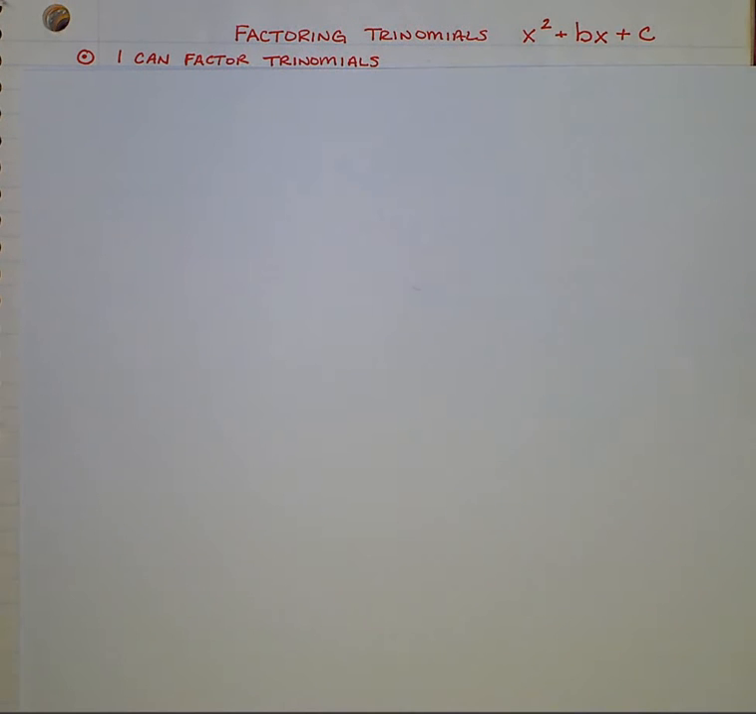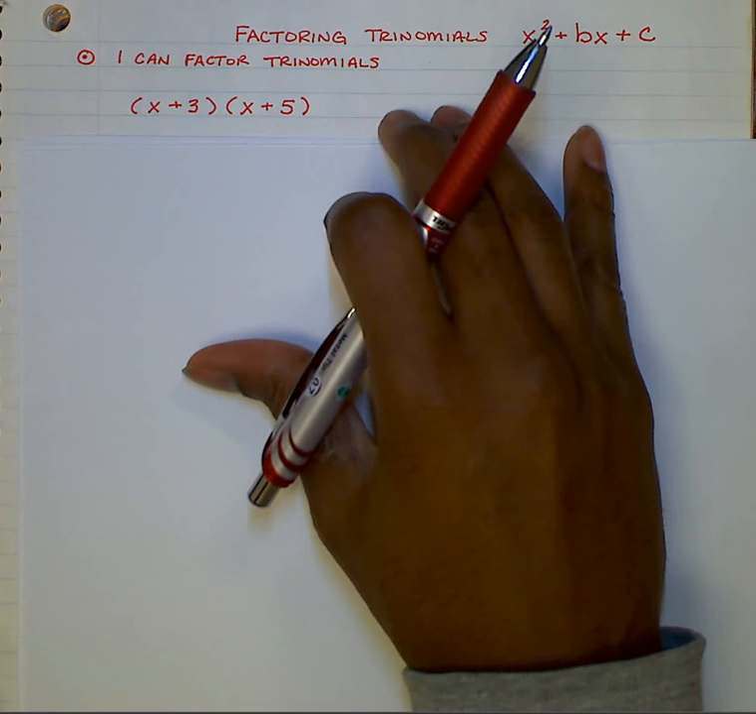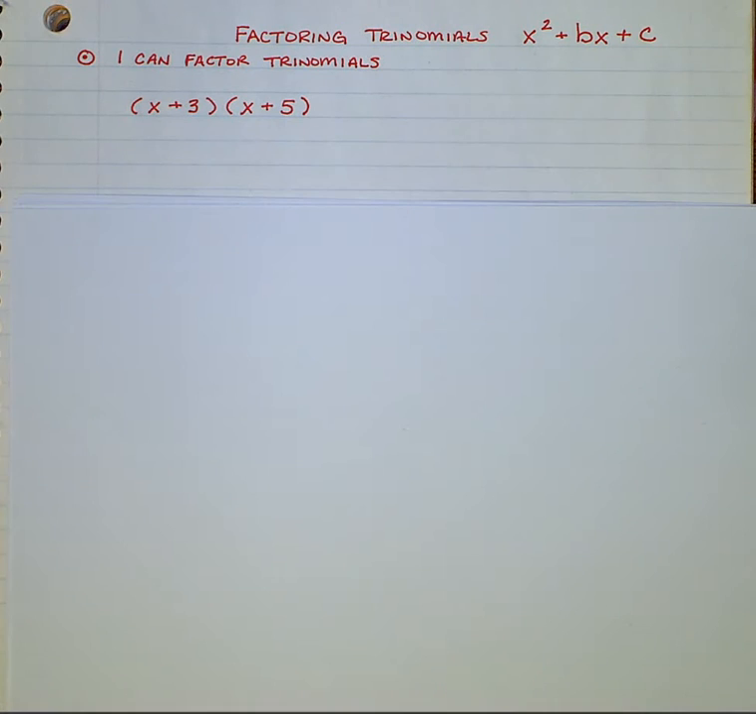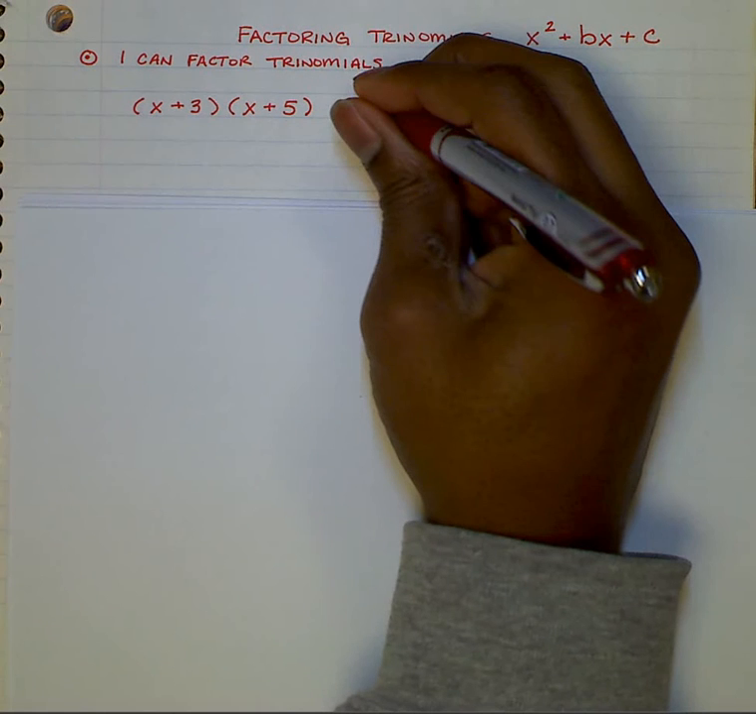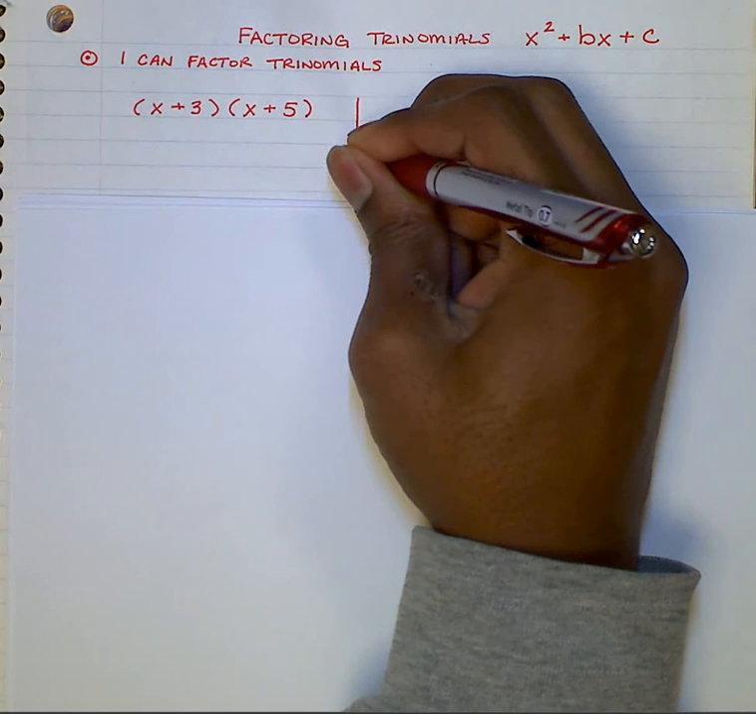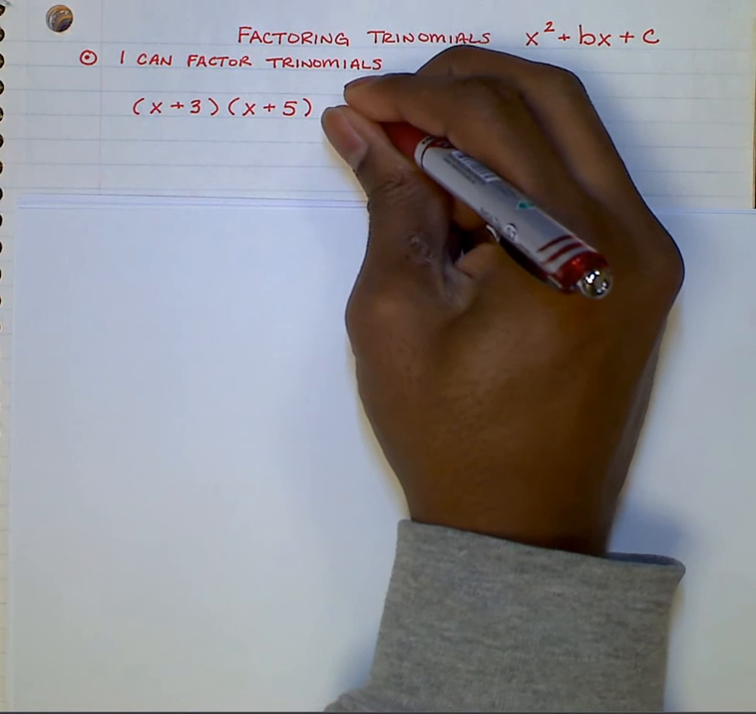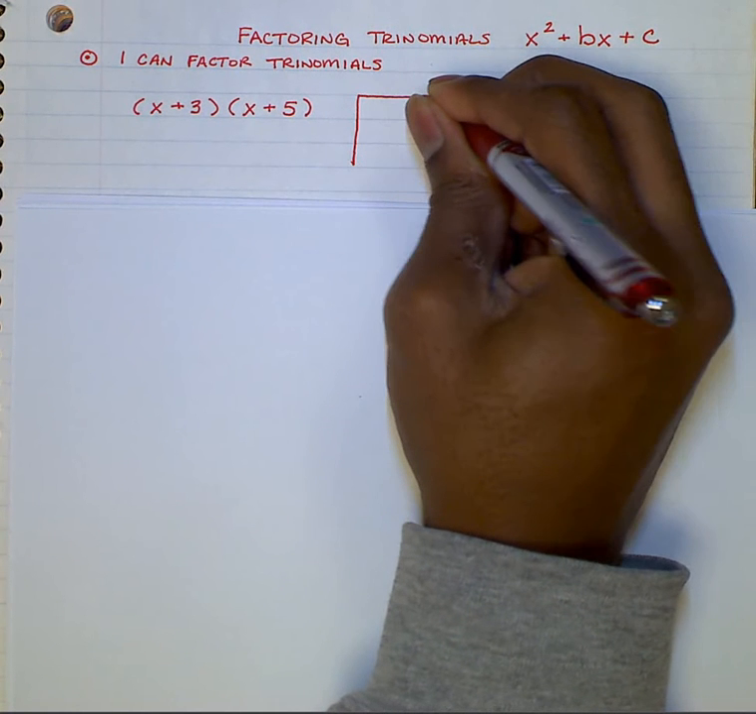So to remind us, here's a typical multiplication problem. When I ask you to multiply two binomials, you would see this. There were two ways that we talked about multiplying binomials, and one of the ways was the box method. We'll use the box method today, and so I'll show multiplying x plus 3 times x plus 5 using the box method.